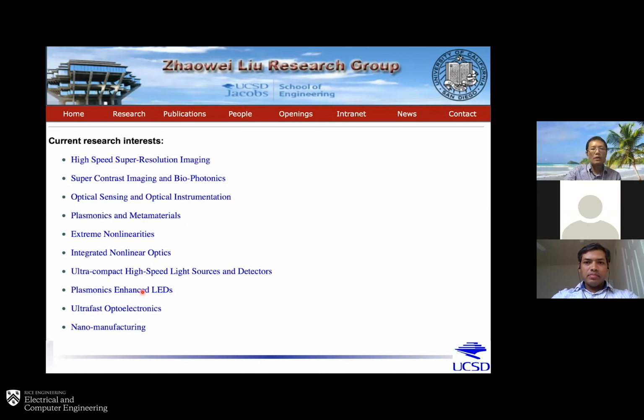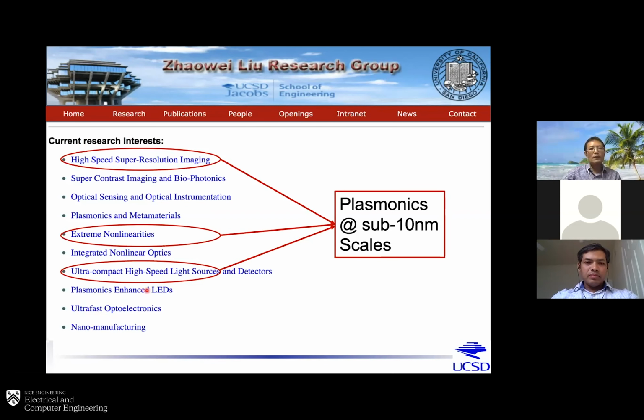So today I'm going to mainly talk about three topics, picking three of them and putting them together. As you can tell, the high-speed super resolution imaging, extreme nonlinearity and ultra-compact high-speed light sources, it's kind of hard to find the common things from these three topics. But there is indeed one thing they have in common: we have to deal with plasmonics at sub-10 nanometer scale. So these will be three very different topics, and I'm going to go through them one by one.